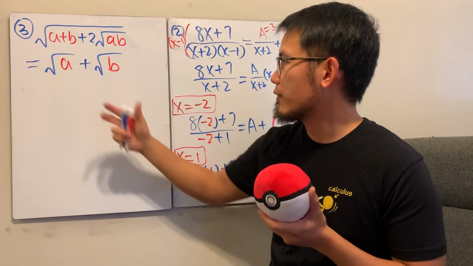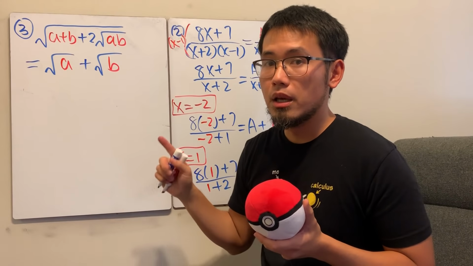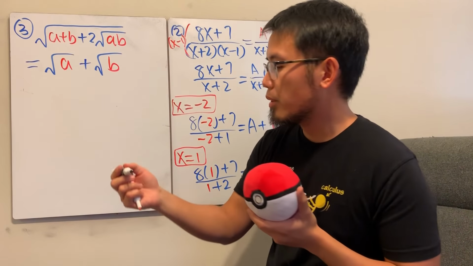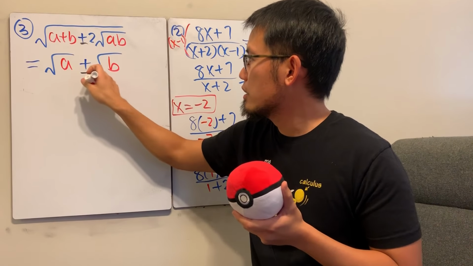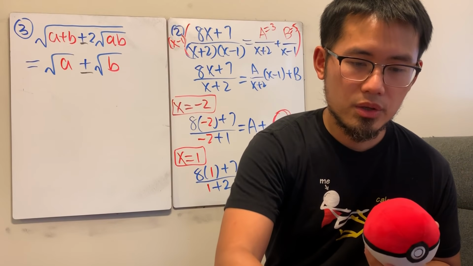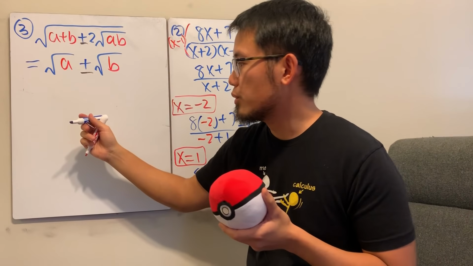Provided that, of course, if you don't want to have any complex numbers, a and b have to be non-negative. Earlier, the example we did was negative here. If it was subtracting, it just made that a subtraction. That's all. So why does this work? Let me just prove this right here for you guys real quick.